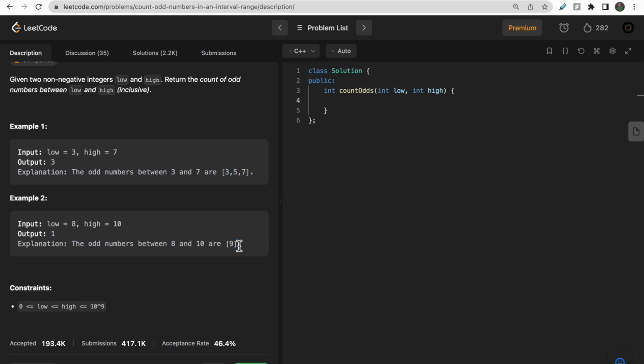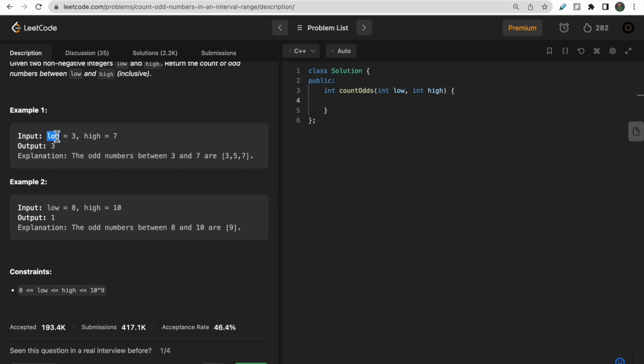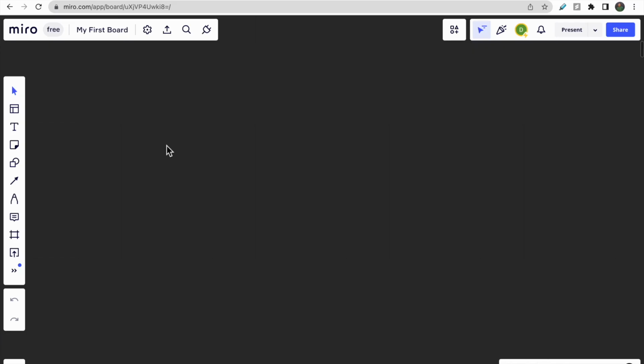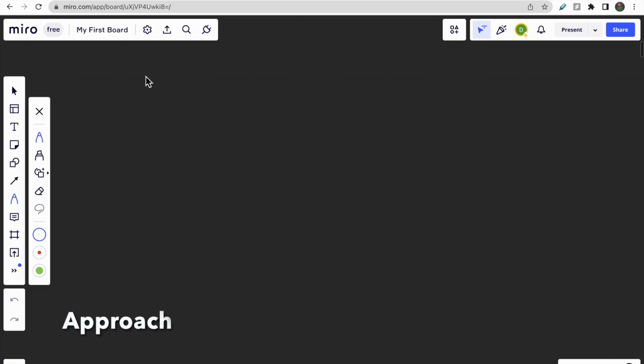So basically you can solve this question by running a for loop from this low up till this high, checking if a number is odd or not and increasing the count, right? That's a big O of n solution, but today in this video we will talk about a big O of 1 solution. To talk about that, let's create a few test cases, and based on the test cases we will come up with an answer.